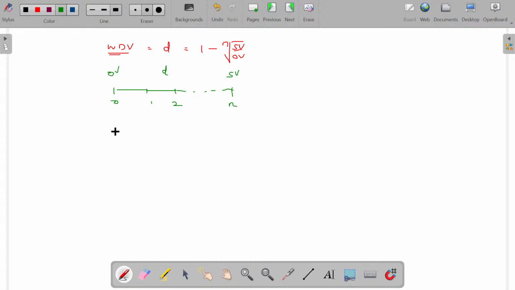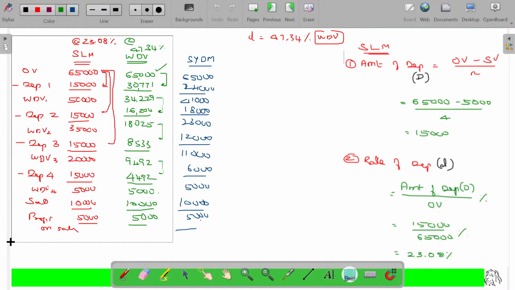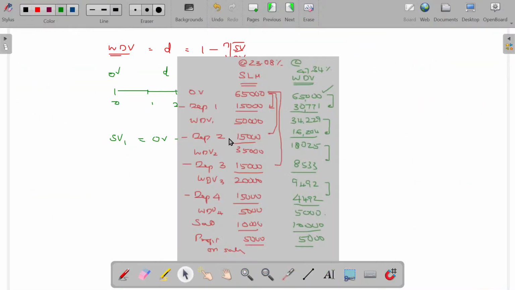In the very first year, the scrap value or WD value by the end of the first year is nothing but original value minus the amount of depreciation. The amount of depreciation is nothing but original value into rate of depreciation. So what we have done here, I'll put that value here.